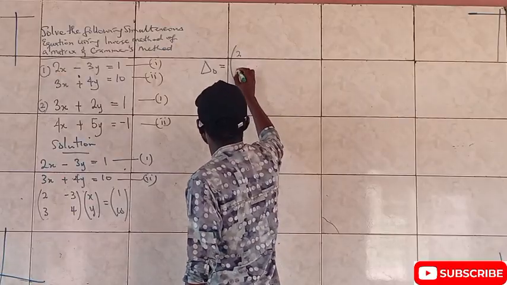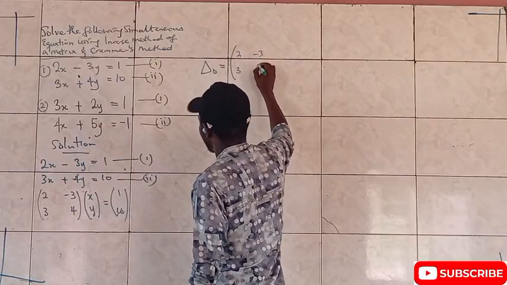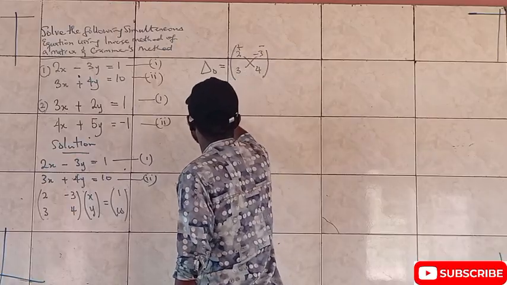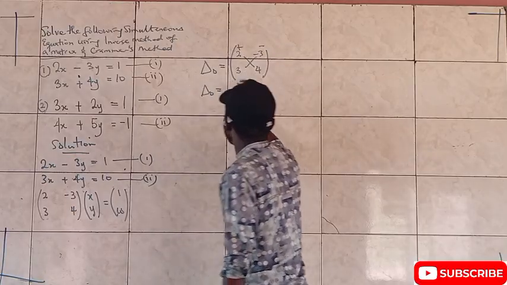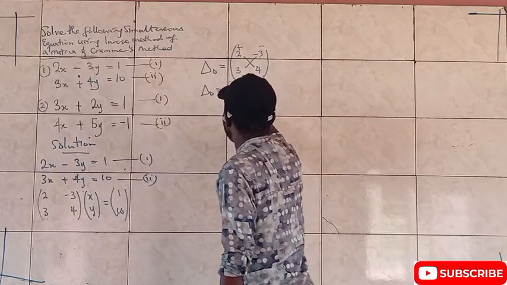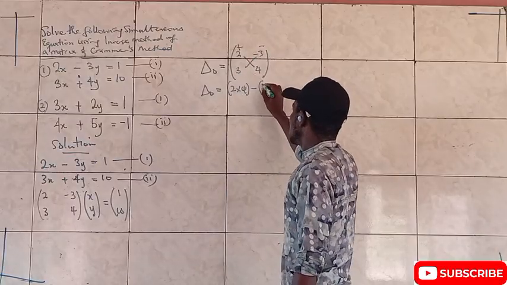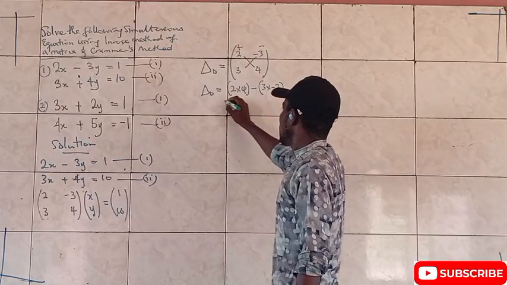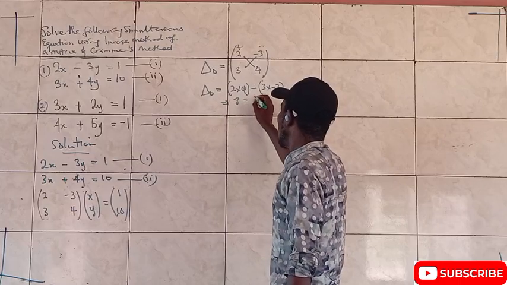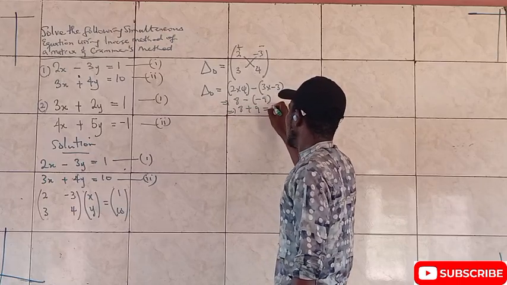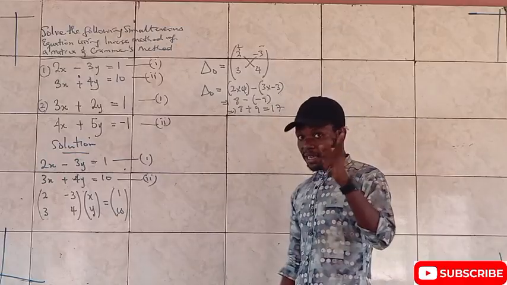That is simply 2, 3, -3, 4, plus, minus. Do this for it. So my determinant becomes 2 times what? Times 4, minus here, 3 times -3, and that is what? 8 minus -9, and that is what? 8 plus 9, and that is what? 17. That's my main determinant.